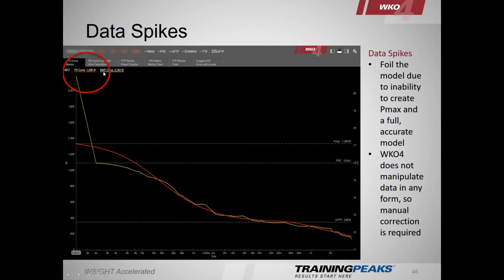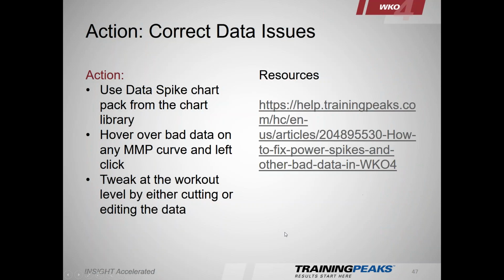It really is. So many people say, well, how can 1 second so affect it? Remember, the model is smart. It knows if the data is inaccurate and it does not calculate. It knows if the data will throw off one of the physiological parameters. In this case, it actually throws them all off. That data spike is pretty impactful, but it would particularly throw off Pmax. So it doesn't calculate. If you have a data spike, you can use the data spike chart pack to correct it. Just search your library, data spike chart pack.